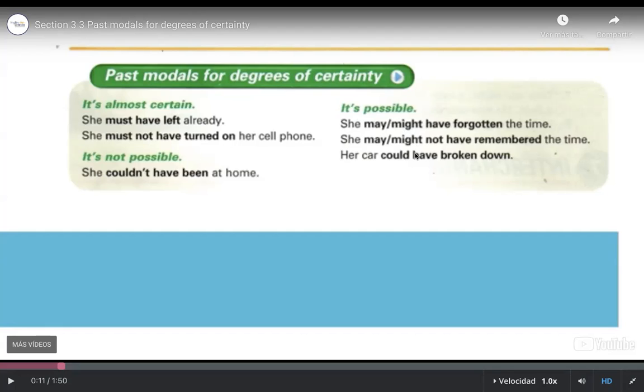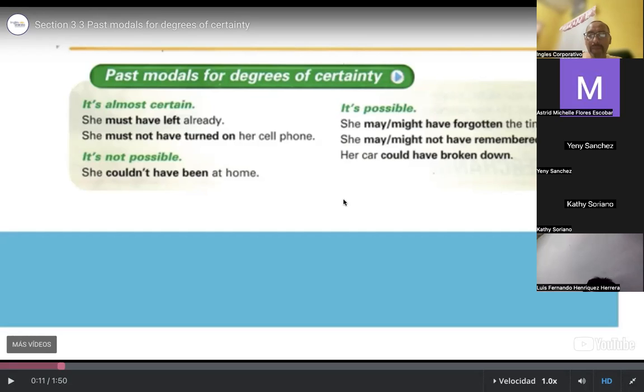Notice that in both we use could, but in not possible, we use couldn't. This means you think it's almost 0%. And could have means you think that yes, there is a possibility. It's okay, the different degrees of certainty. And you use must when you are sure too. When it's possible, it's like a maybe. May have, might have, or could have are all like maybes.